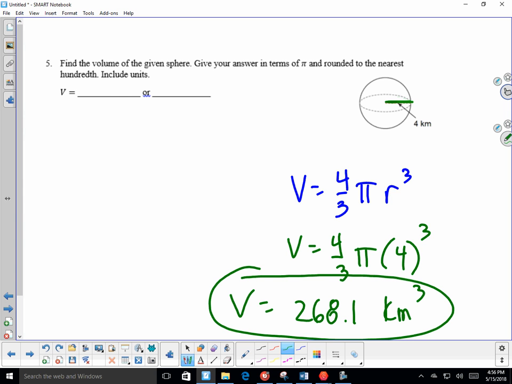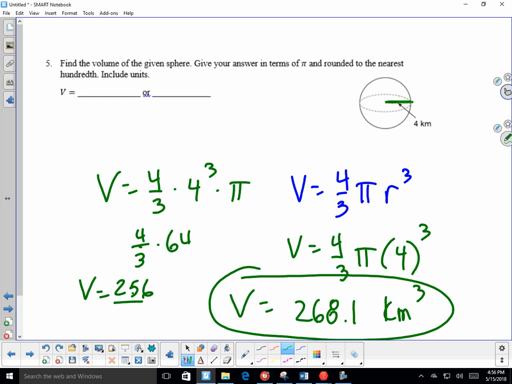All right, but here it did say give your answers in terms of pi. If I was going to give my answer in terms of pi, I would have 4/3 times 4 cubed times pi. So 4/3 times 4 cubed, which is 64, and 4 times 64 is 256. So I think I could write it as 256 over 3 times pi. So I would take either one of those answers here.